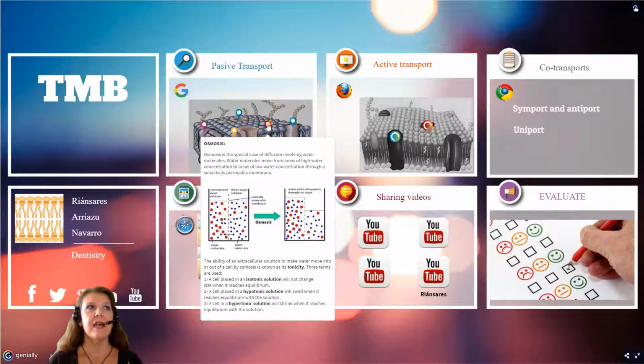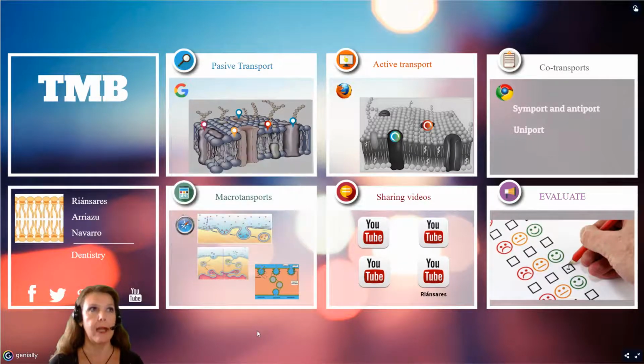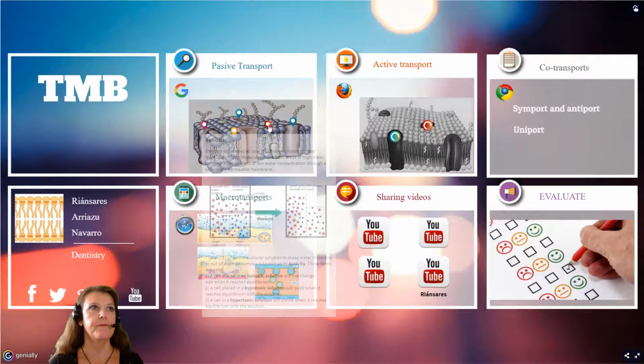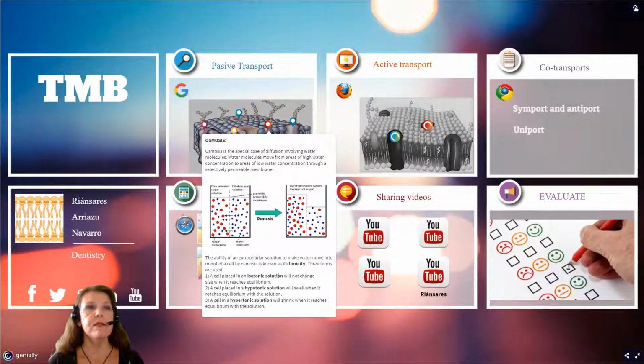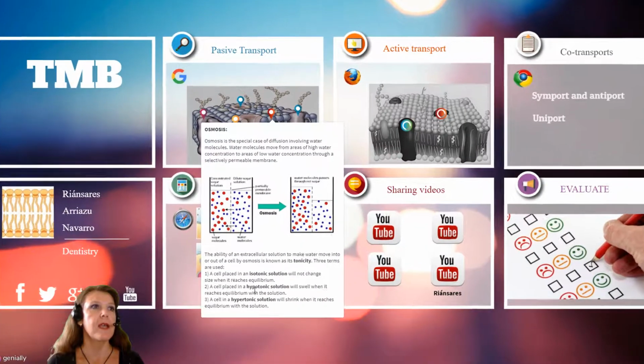In that case, the movement of water permits that we introduce a new term, tonicity. What is the meaning of tonicity? It's the ability of an extracellular solution to make water move into or out of the cell or organelle. Okay? It's possible that we talk about three different types of solution. Isotonic solution: in that case, our cell maintains the proper morphology, there's no change in the cell.